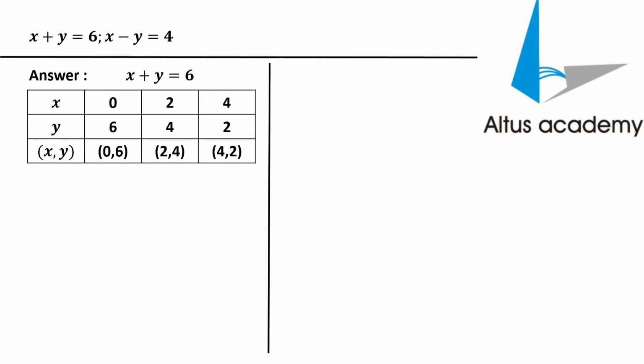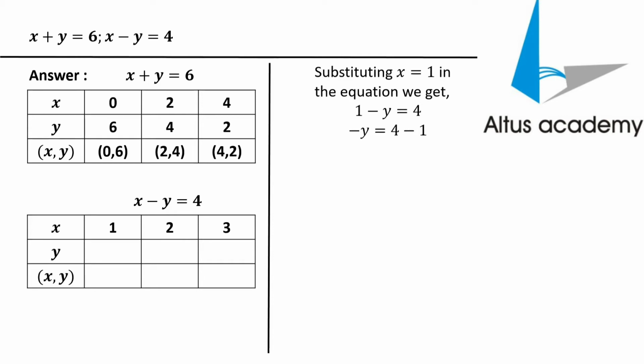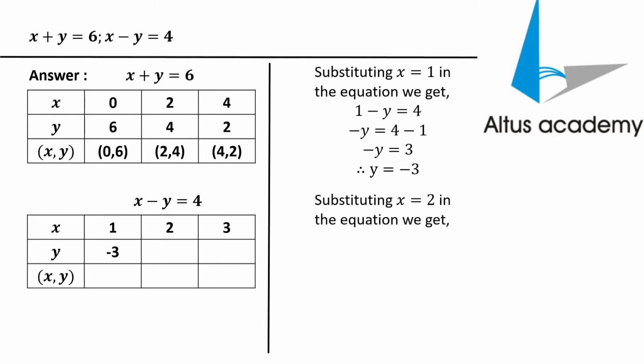Exactly in the same way, we have to make the table for the second line as well. Hence, we'll assume any three values of x. Make sure when you assume the values, you don't get a fractional answer because that won't be easy to plot on the graph. Okay, so we'll take x equal to 1 and substitute in the given equation, that is 1 minus y is equal to 4. Solving it, I will get the value of y as minus 3 and write it down in the table.